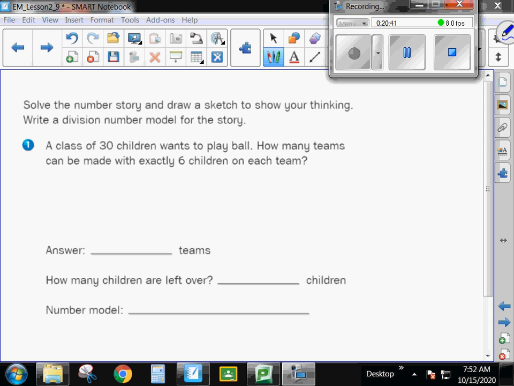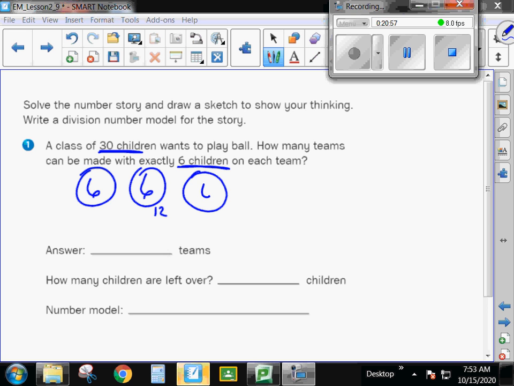All right, so now a class of 30 children wants to play ball. How many teams can be made with exactly 6 children on each team? So if I just start putting 6 kids on a team, because that's what I know I have, I've got to keep doing that until I get to 30 children. So 6, and another 6 is 12, and another 6 is 18, and another 6 is 24, and another 6 is 30. So right there's my 30 children. I just kept putting them into teams of 6.